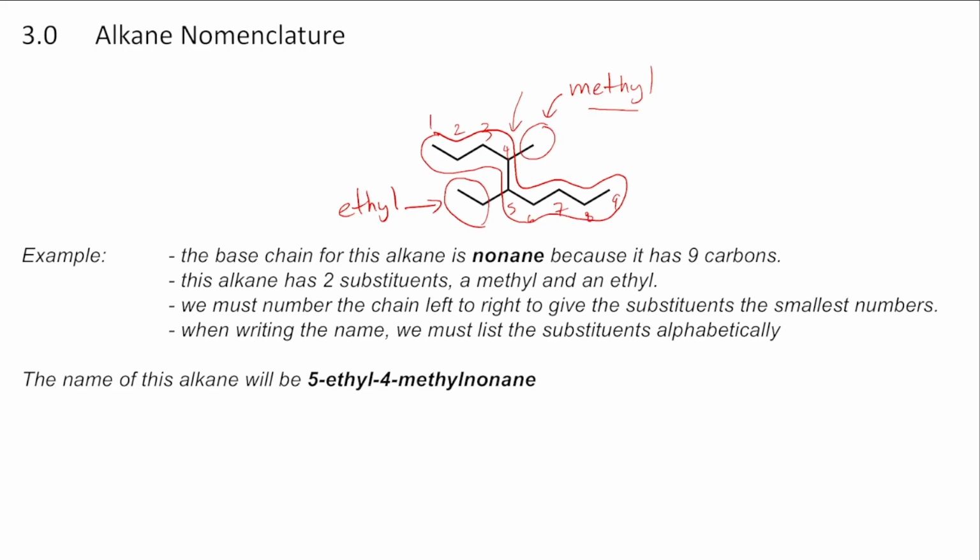All right, so what this becomes then is we have a 4-methyl and a 5-ethyl using this numbering scheme. We list each of the substituents out, and we want to list them out in alphabetical order. So the name becomes 5-ethyl-4-methylnonane.